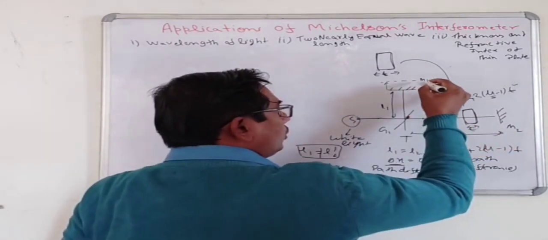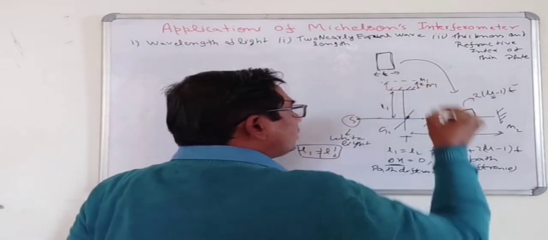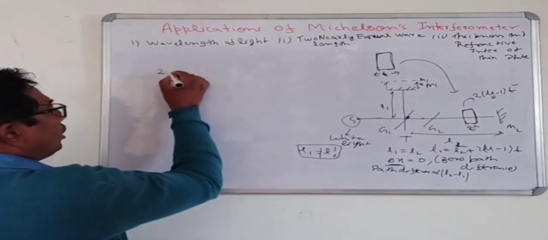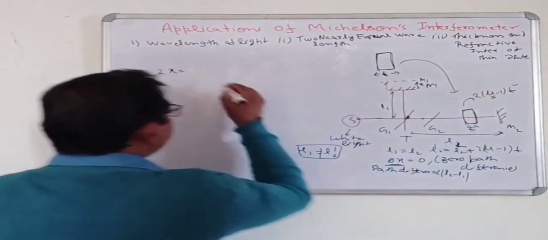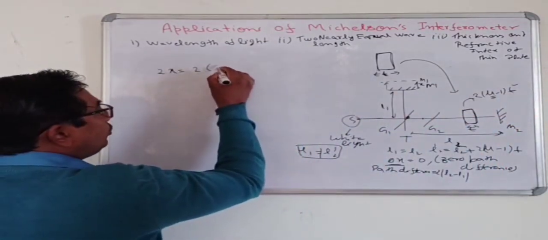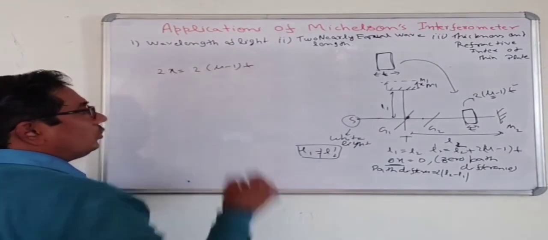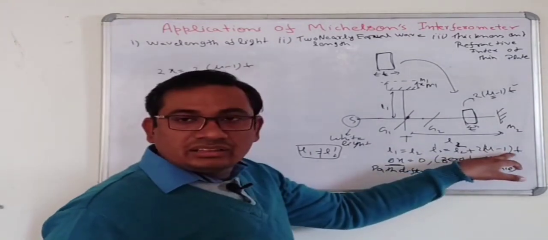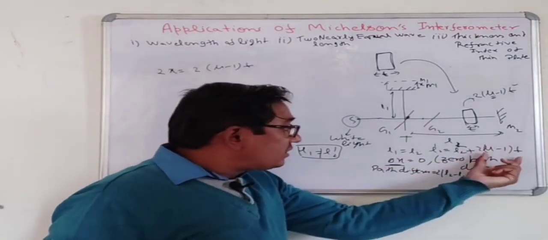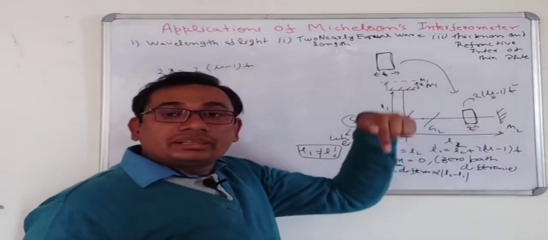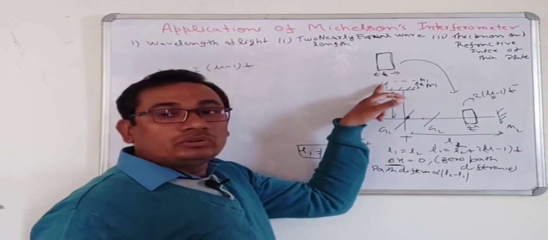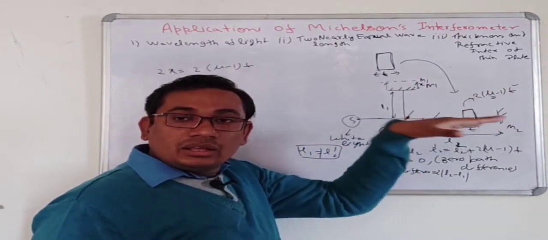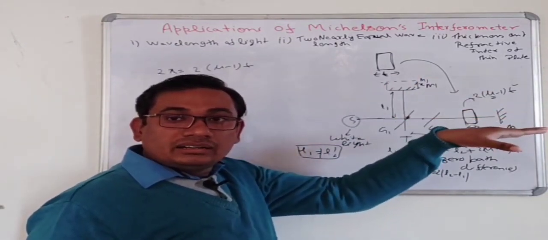Now you note down these values. Suppose this value is x. Now you can see that 2x is equal to (mu minus 1) into 2t, because this one is the extra length, and this extra length will be compensated by this length. Because we increase these values, the fringe will be shifted to the center.